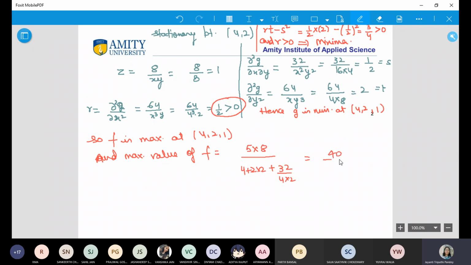So this is 40, 8, 4, 4 plus 4 plus 4, 12. Right? Though it is not what is the minimum value or what is the maximum value, the question is at what point it will be maximum. This will be 10 by 3 is the value. I hope the question is understood.